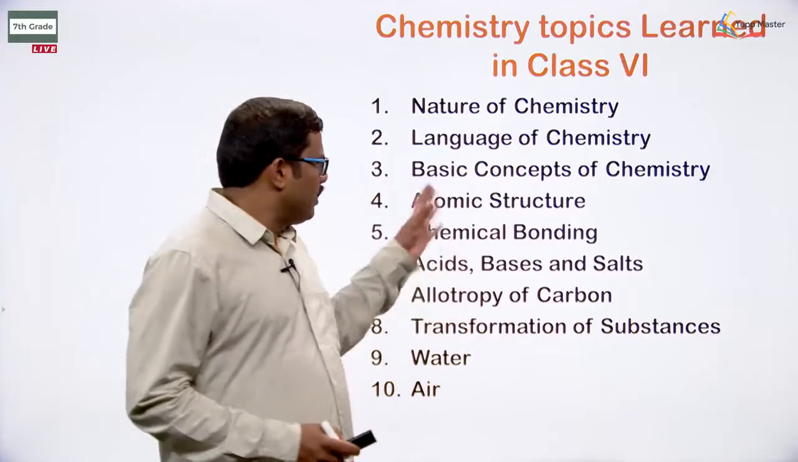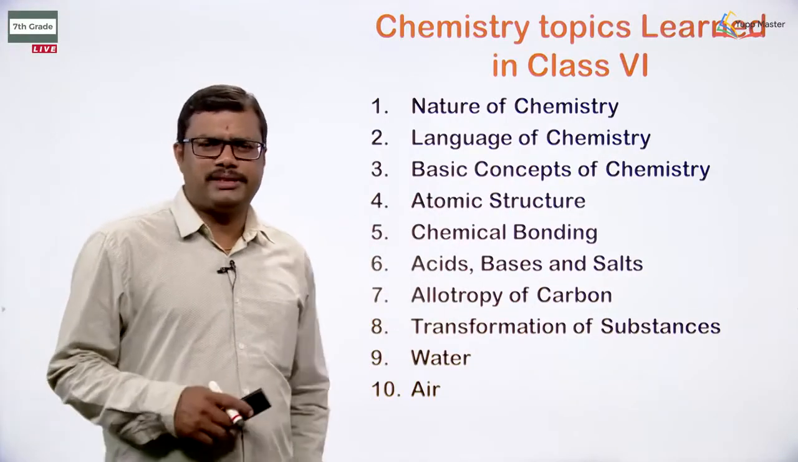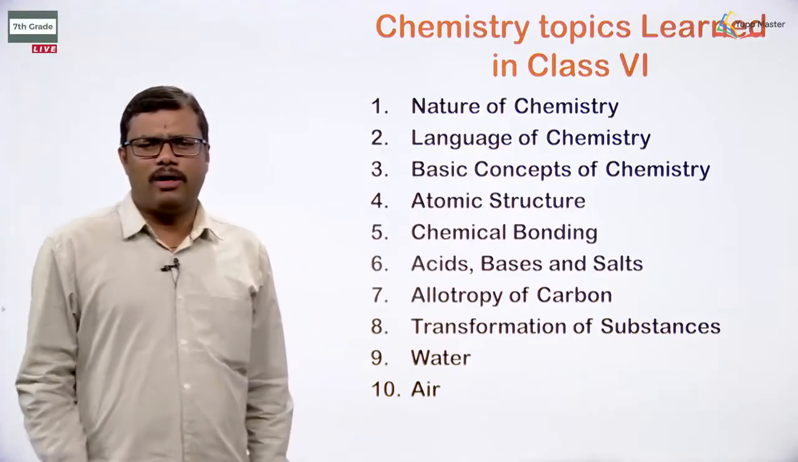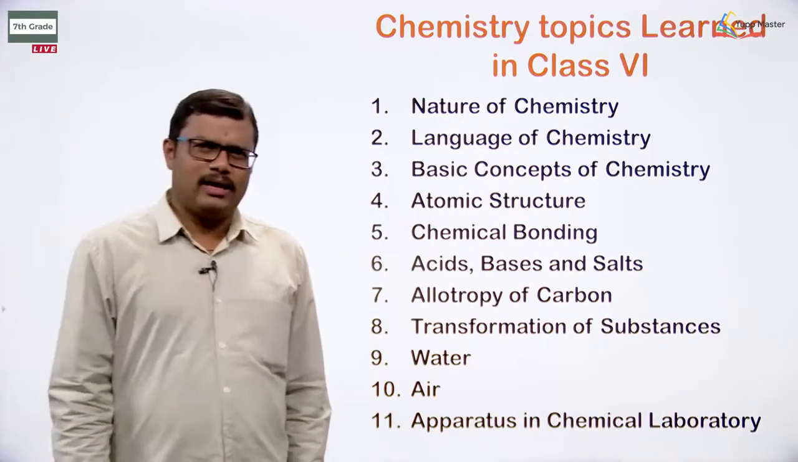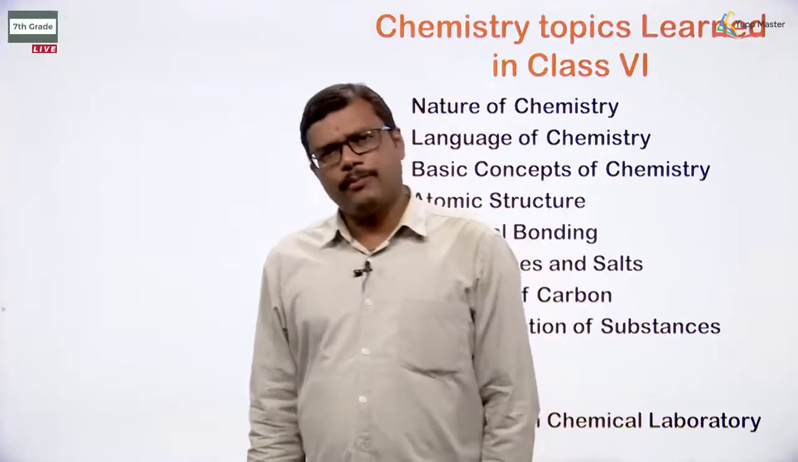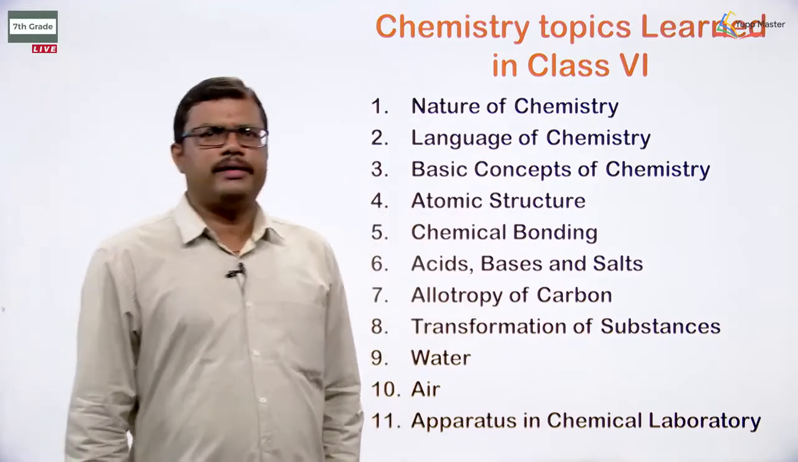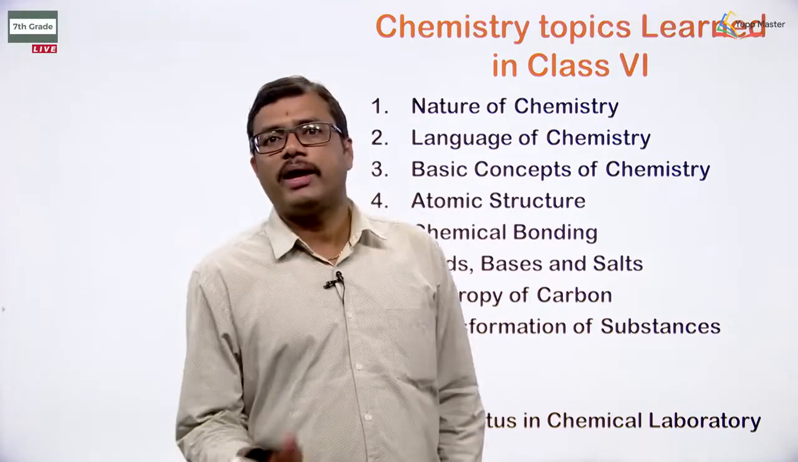So in this 6th class, even the chemical bonding, acid, base, the allotropic forms of carbon, all these will be discussed, air, water, of course their pollutions. Nowadays we are suffering with water pollution, air pollution, so all these concepts we are going to discuss, and then we are going to look at the apparatus we are going to use in a chemical laboratory.